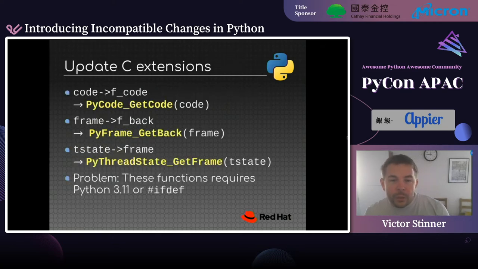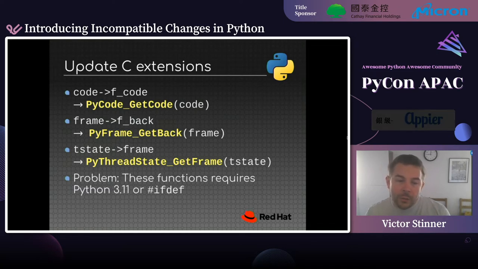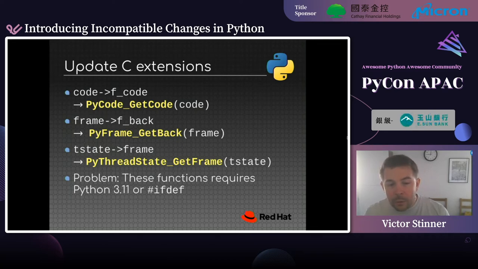To update the C extensions, you have to make changes like that. For example, instead of accessing the f_code member directly, you have to call a function, PyCode_GetCode. And for the frame, instead of getting the f_back member, you call PyFrame_GetBack. And same to get the frame attributes from a thread state, you have to call PyThreadState_GetFrame.